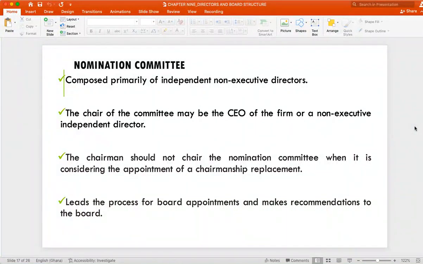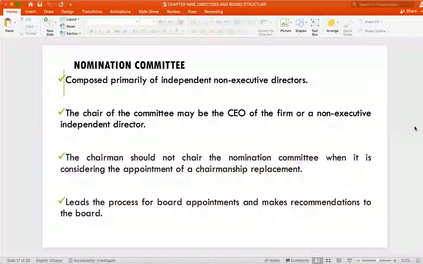So you see that for the key committees, most of them should not include the executive directors, because they are there to check the activities of the executives. So when it comes to even nomination, that is the case. It is composed primarily of independent non-executive directors. The chair of the committee may be the CEO of the firm or a non-executive independent director. So it is possible that the CEO can chair, because as we will see, there are instances where the nominations will be about people that will be working with the CEO.